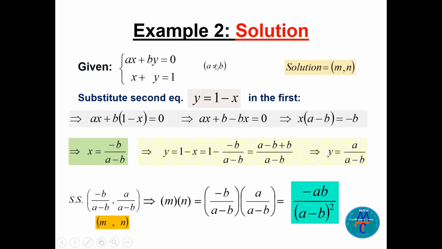Remember, a cannot be equal to b. That means this is not 0. So we can divide here, x equals minus b divided by a minus b. Now to find y, go to this equation. y equals 1 minus x. So 1 minus the x value. So there is a plus here, and find the LCD. Please be careful there. Then the y will be a over a minus b. So this is x. This is y. So this is (m, n). To find the product mn, it will be minus ab divided by (a minus b) all squared. That's the product of x and y.